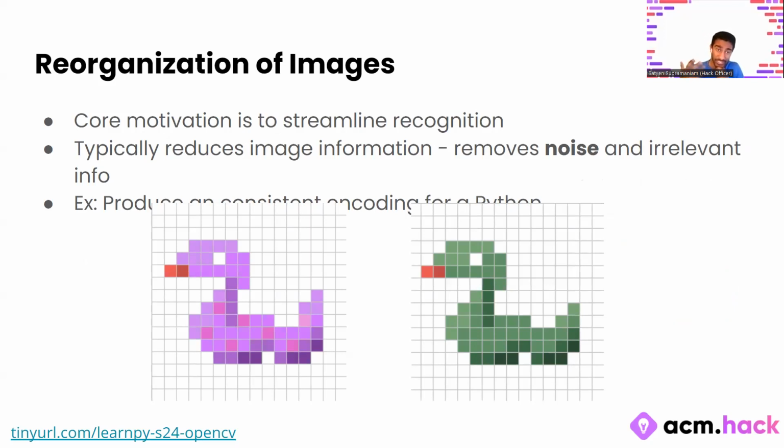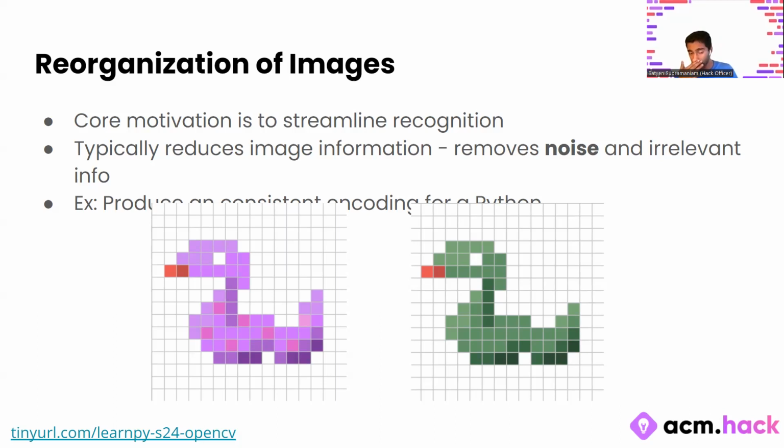Now, assuming we can digitally represent our images, the core motivation here is to streamline the process of recognition by performing some sort of transformations so that our representation is very easy to work with and analyze. Typically this constitutes removing noise from our images, whether from the sensors we have or introduced somewhere else in the process, as well as removing any information in the image that we don't care about for our specific recognition task.